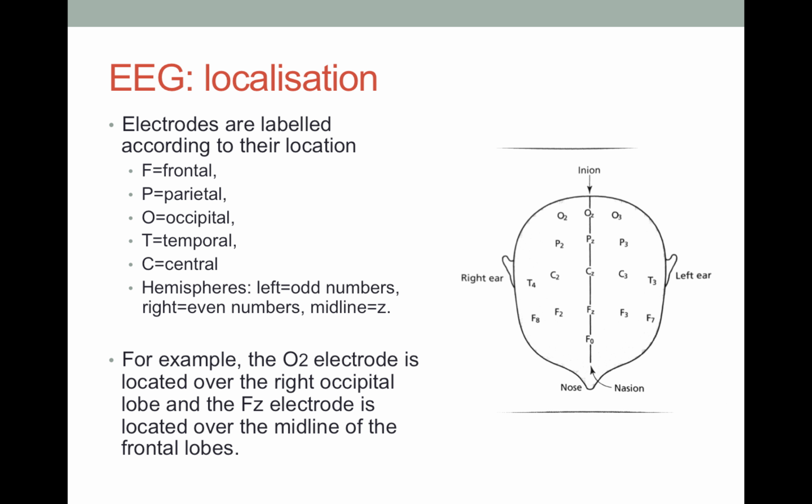For example, the O2 electrode is located over the right occipital lobe because we have O for occipital and 2, which is an even number and is localised to the right hemisphere. And if we said the FZ electrode, that would be located in the frontal lobe in the midline. So this would be located over the midline of the frontal lobes.